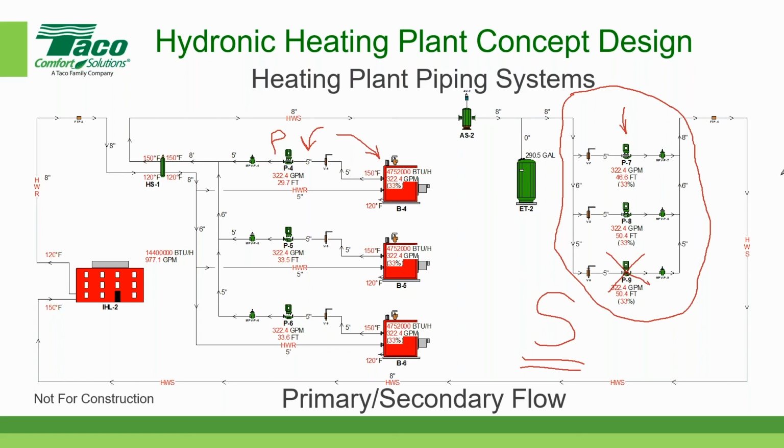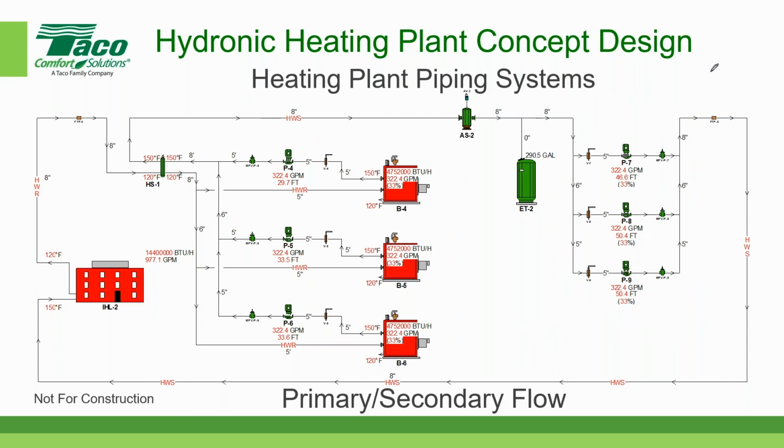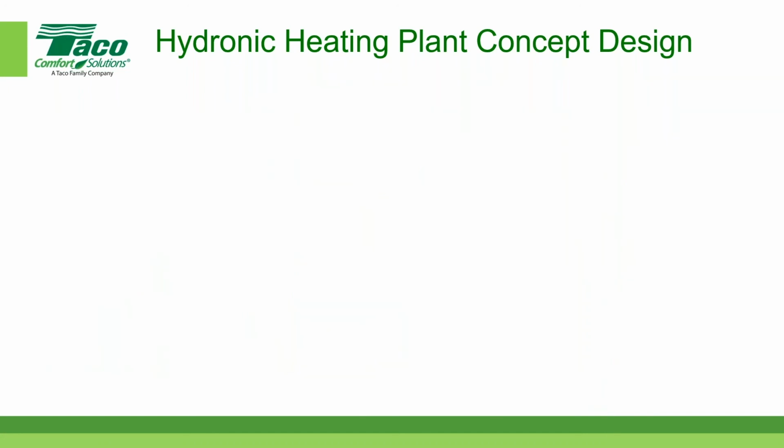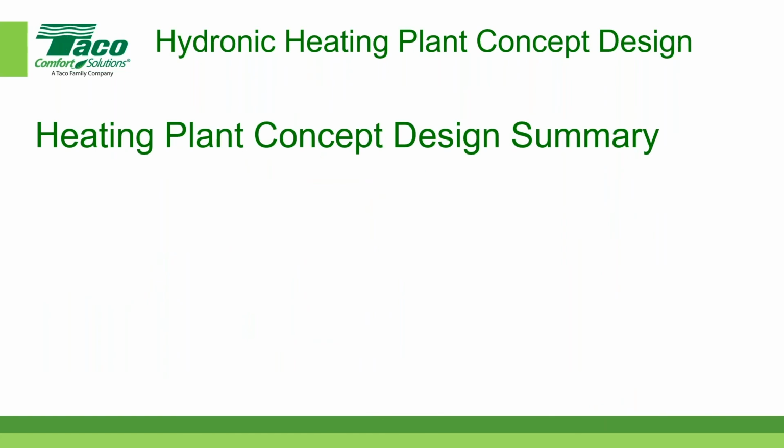Okay, so let's erase all these wonderful bubbles and letters. And then we get to my decision. For today's discussion, I have selected the primary secondary flow. That's what I want for my hydronic heating plant. So let's summarize all the stuff that we've made concept decisions on.